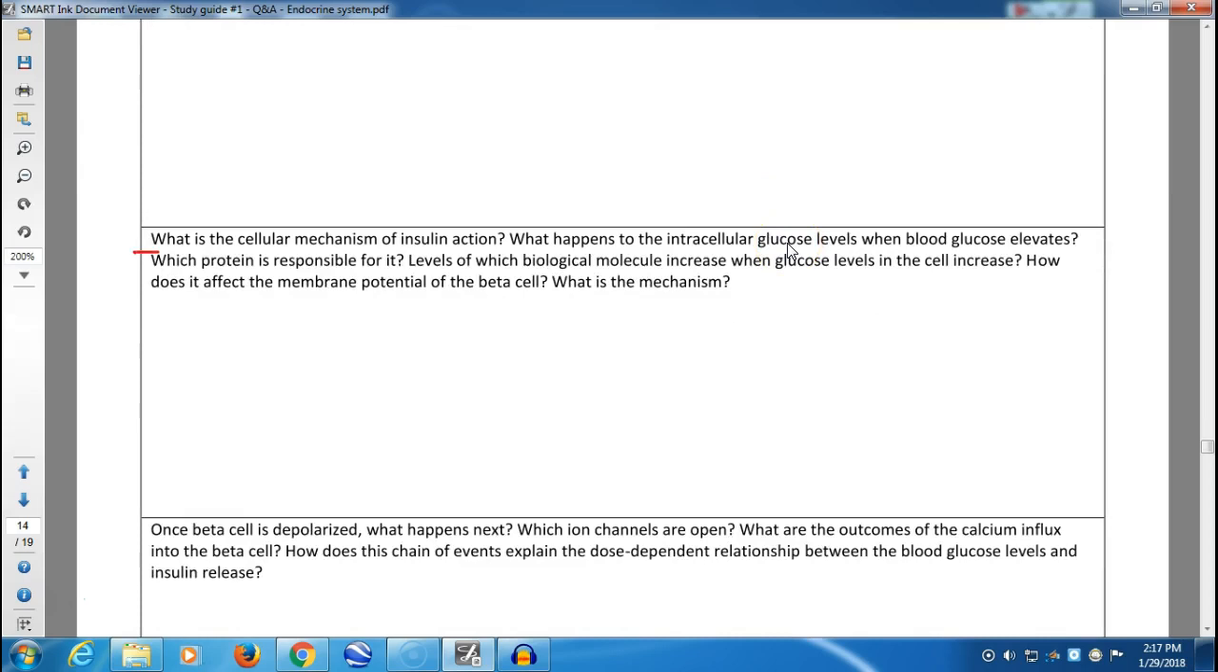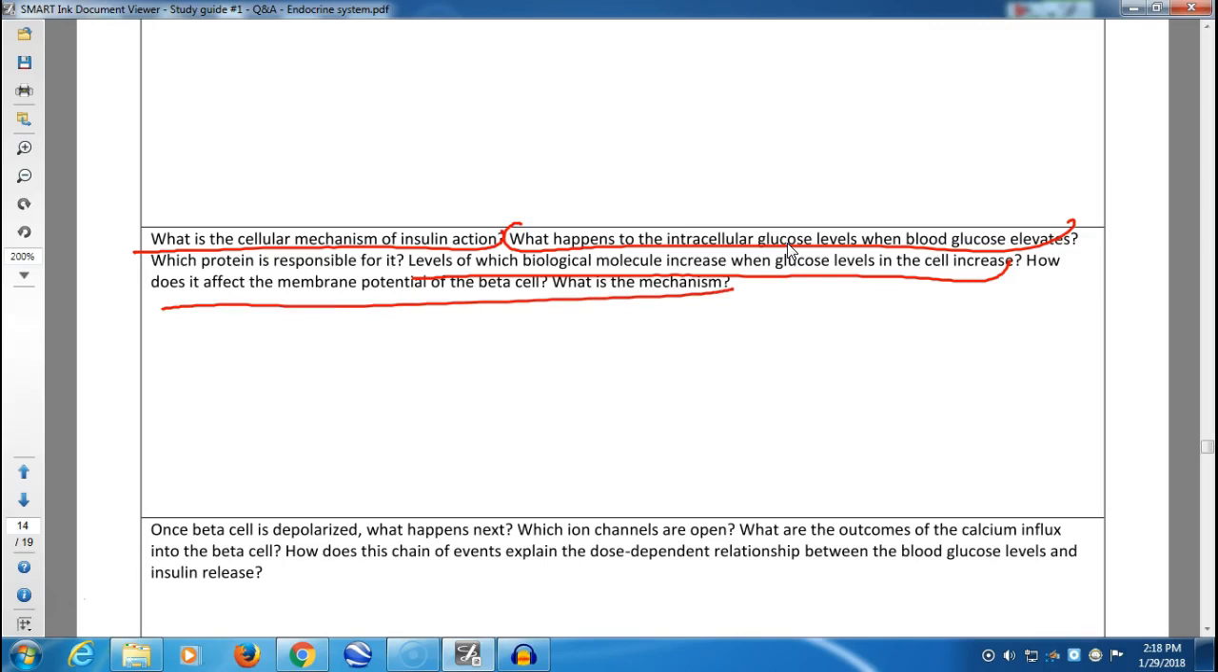Okay, cellular mechanism of insulin action. All you need to know, again, are the processes that it stimulates. Am I clear? So you need to know that uptake goes up, ATP goes up. That pretty much refers to the mechanism of the insulin release from the beta cells.